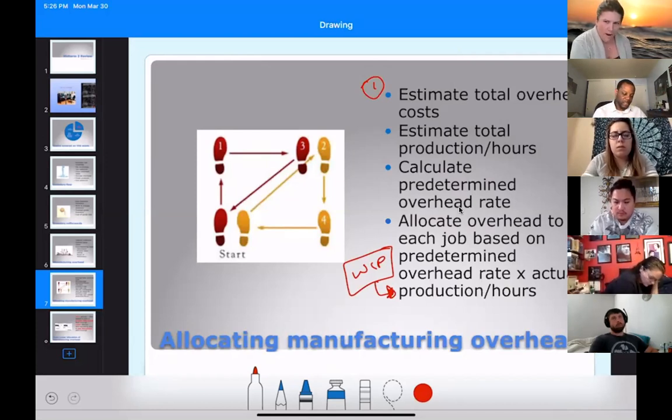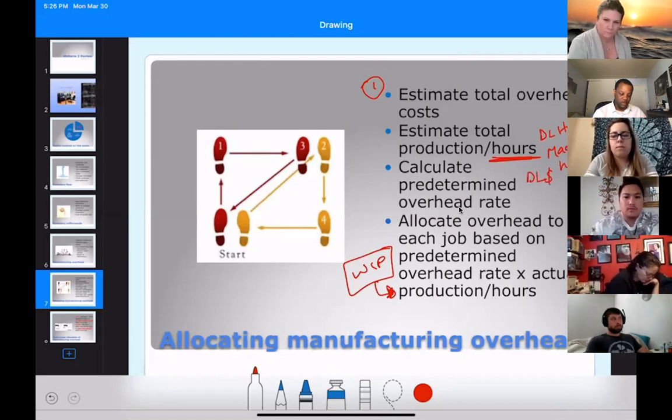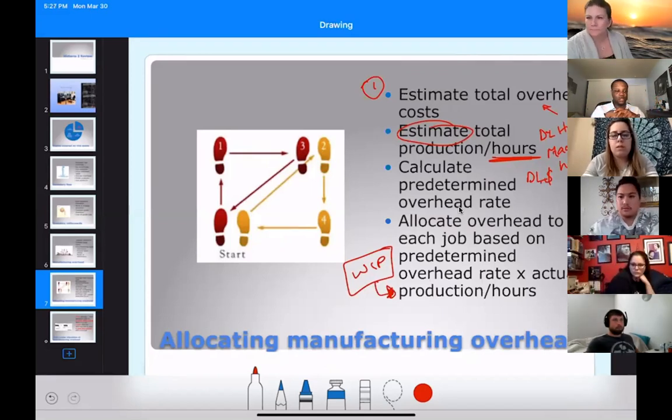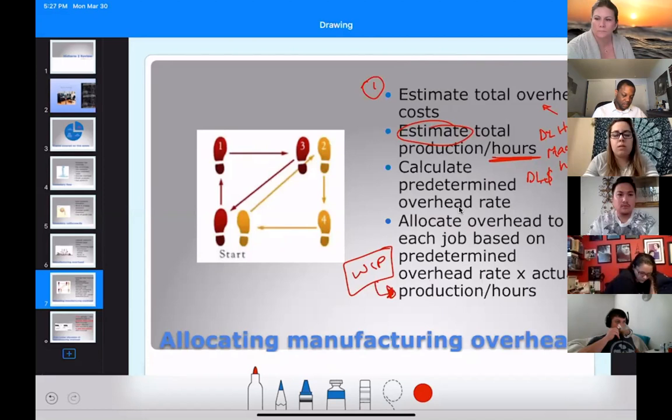The next thing we do is we select some sort of allocation base, whether that's direct labor hours, it can be machine hours, it can be direct labor dollars, whatever it is that we think is driving this cost. Our indirect materials, our indirect labor, and all of our other manufacturing costs. We're gonna pick one of these, and then we're gonna estimate what do we think in that same period of time it's going to take for us to complete our production. And then that's step two.